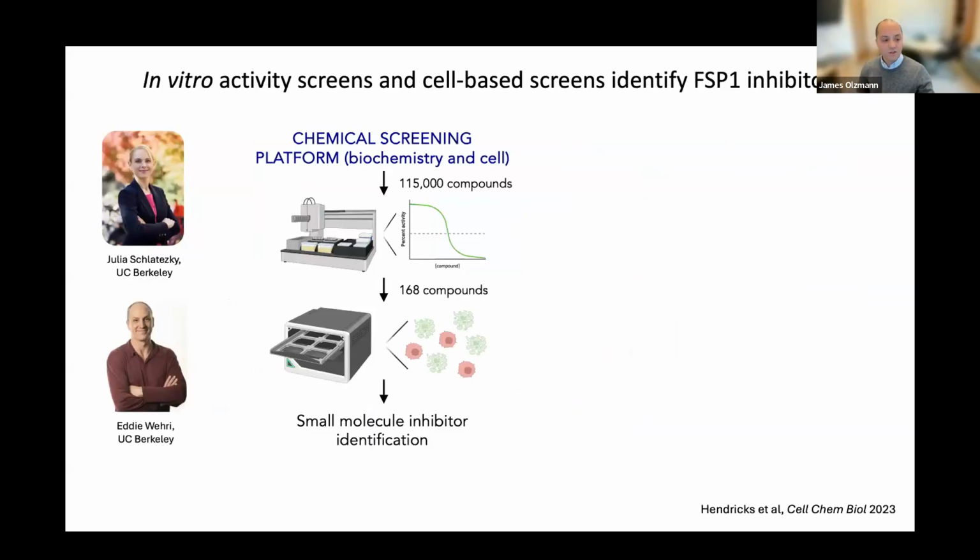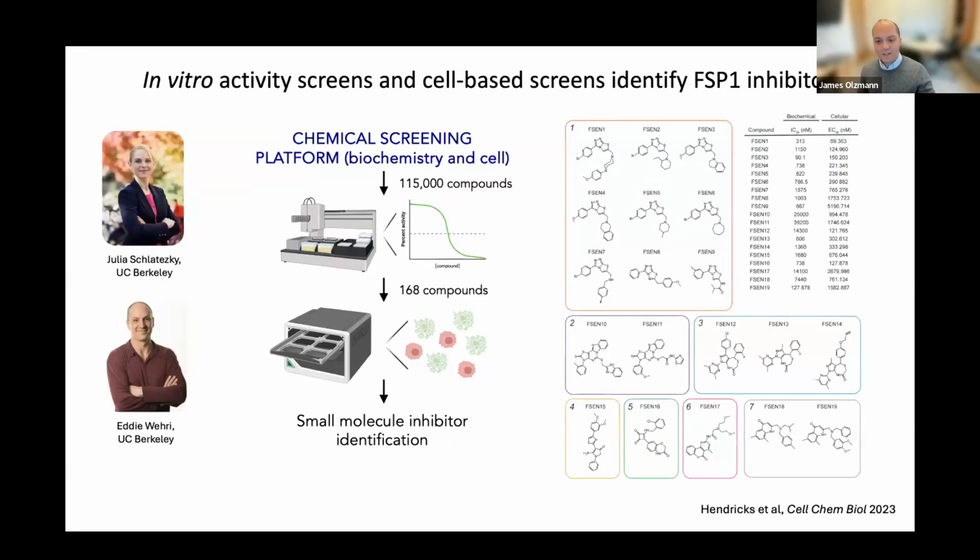We did this together with Julia Shaletsky and Eddie Weary at the UC Berkeley Drug Discovery Center, performing a small molecule screen of 115,000 small molecules in an in vitro activity assay using purified FSP1 protein. And then we took hits from the screen and rescreened these in an orthogonal cell-based assay of ferroptosis. This led to the identification of multiple classes of FSP1 inhibitors.